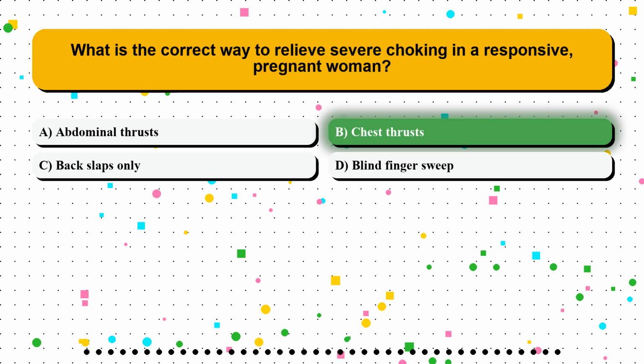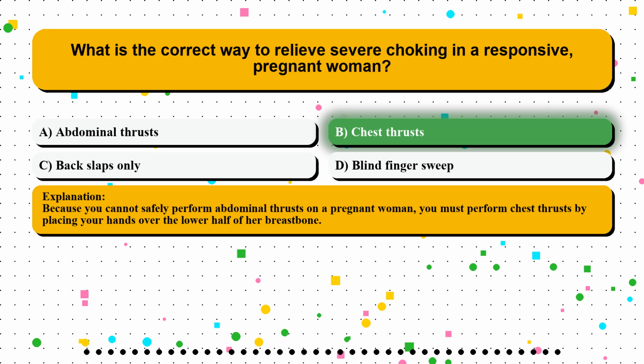The correct answer is option B. Chest thrusts. Because you cannot safely perform abdominal thrusts on a pregnant woman, you must perform chest thrusts by placing your hands over the lower half of her breastbone.